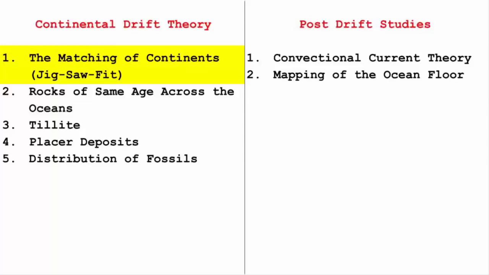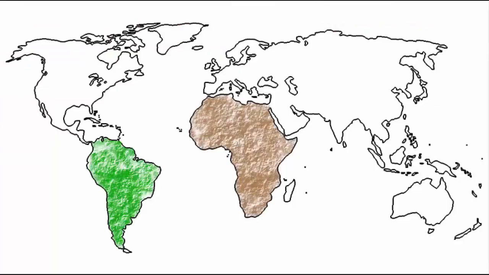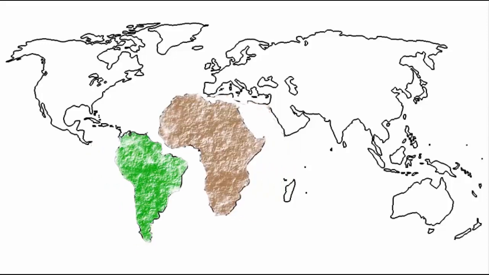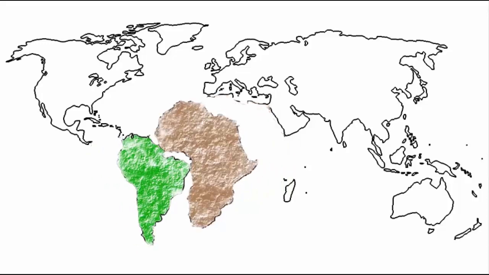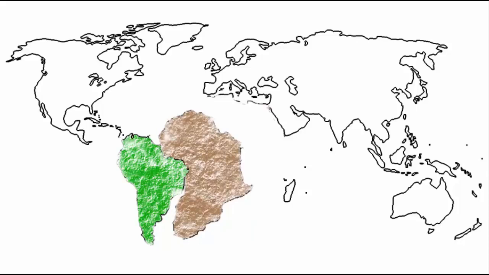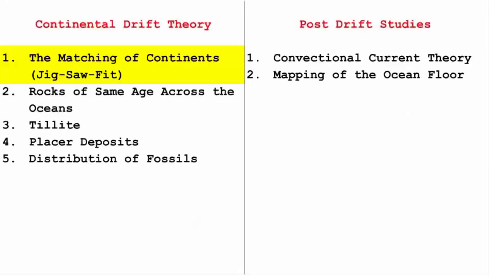Wegener said if you look at South America and Africa, they look like a jigsaw puzzle fit when brought closer. Which is true that once upon a time both land masses were together, but the reason behind that is much deeper than just merely looking at the world map and saying they were once together.